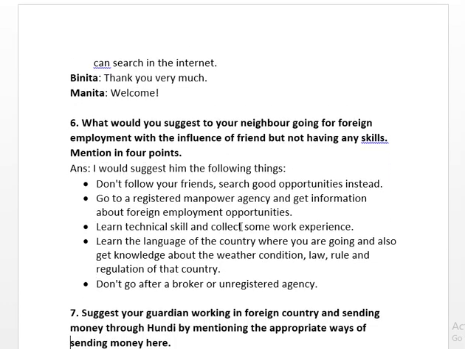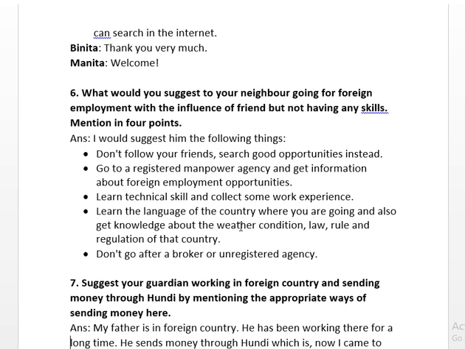Next question, question number 6 is here. What would you suggest to your neighbor going for foreign employment with the influence of a friend but not having any skills? Mention in 4 points, and here is the answer. That means you have a neighbor who is trying to go to foreign employment without having any skill. So for him, here is the suggestion.